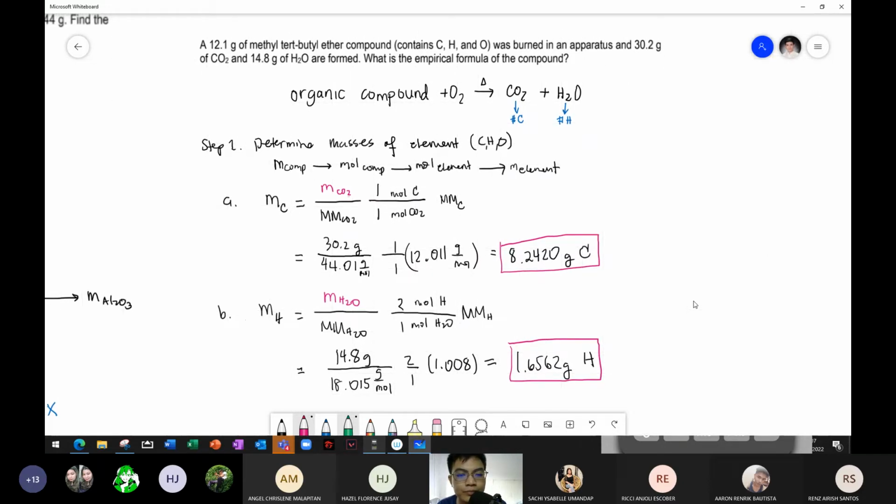So, what do you think? What should we do to get the mass of the oxygen? Do you have any idea? Especially those who read the worksheet, may sagot na sila. But what do you think should I do? Suppose that you have not answered the worksheet. You have not read the worksheet. Kunwari lang. Given na yung mass ng carbon, given na yung mass ng hydrogen, paano yung mass ng oxygen? Subtract, from ano?